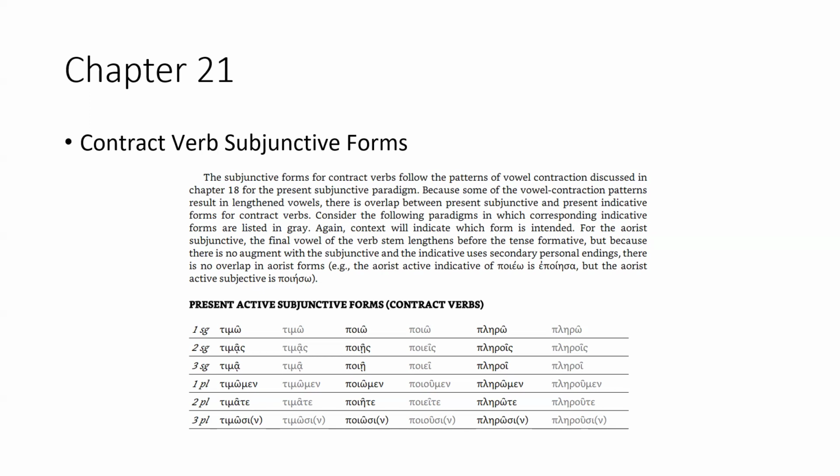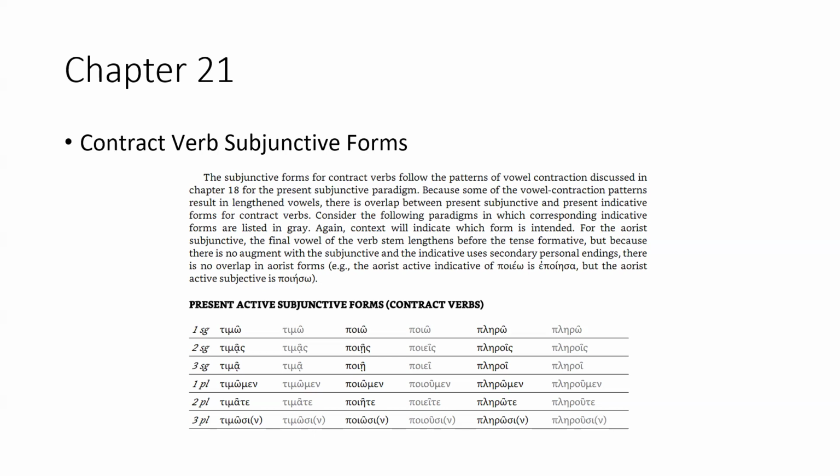So let's look at timao here. Timo, same as the indicative form. Timas, same as the indicative form. Tima, same as the indicative form. Timomen, same as the indicative form. Timate, same as the indicative form. And timosin, also the same as the indicative form. So for timao, you just have to look at the context to determine what the mood is, either indicative or subjunctive. That's not always the case.